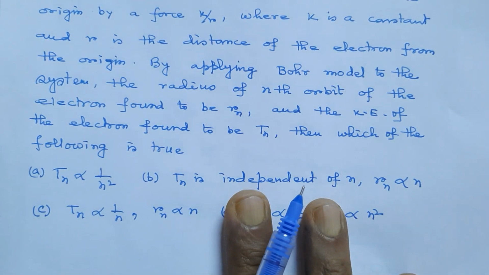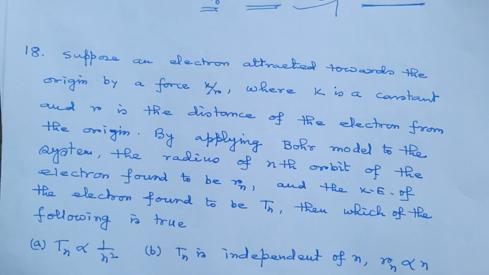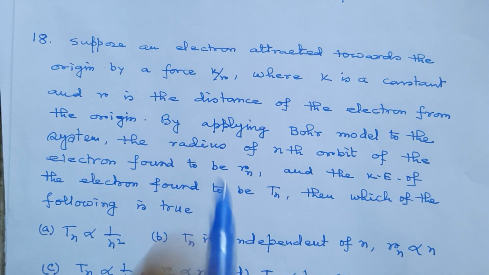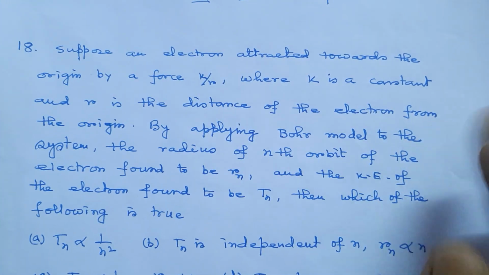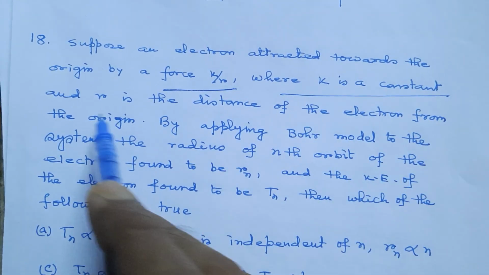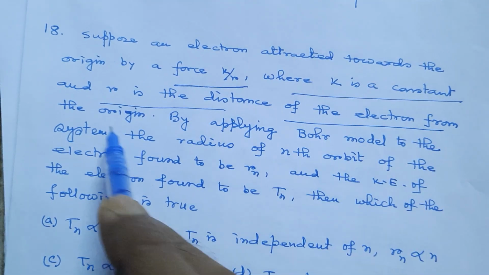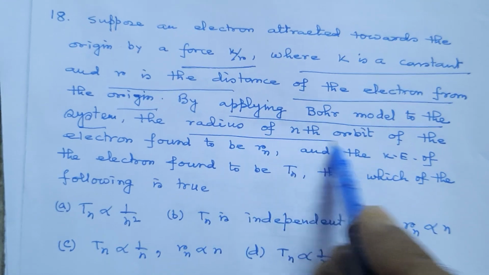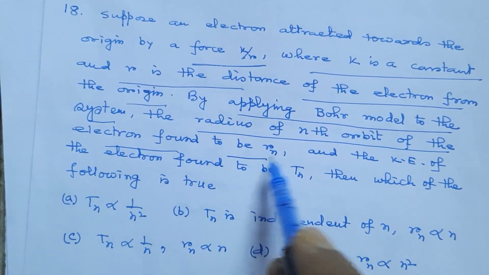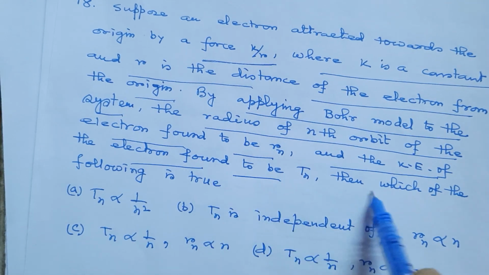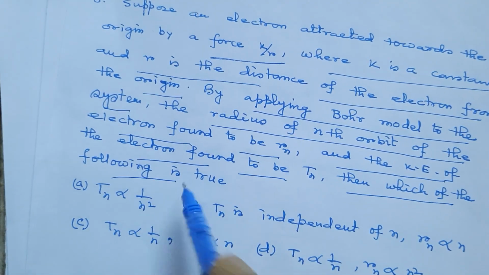Let us take question number 18, another question from Bohr's theory. Suppose an electron is attracted towards the origin by a force k by r, where k is a constant and r is the distance of the electron from the origin. By applying Bohr's model to the system, the radius of the nth orbit of the electron is found to be Rn, and the kinetic energy of the electron is found to be Tn. Which of the following is true?